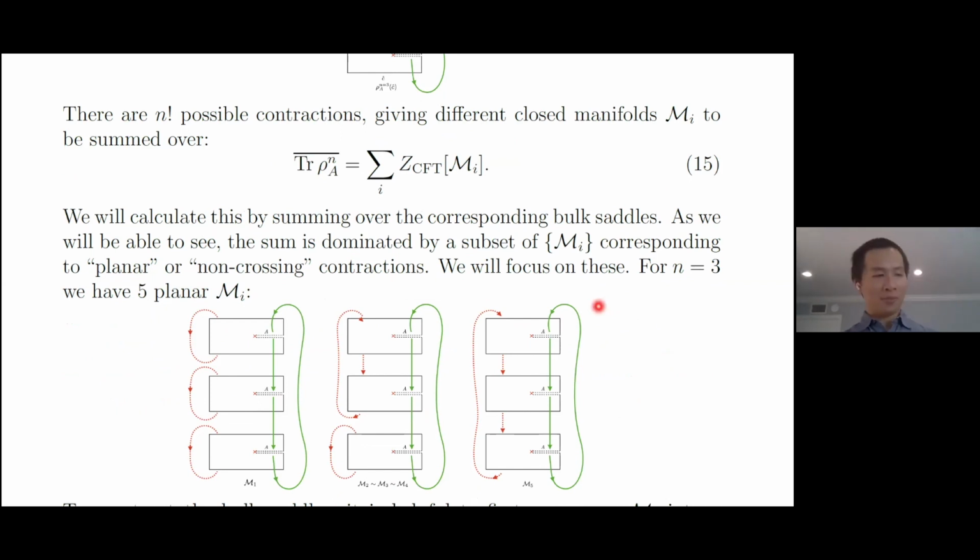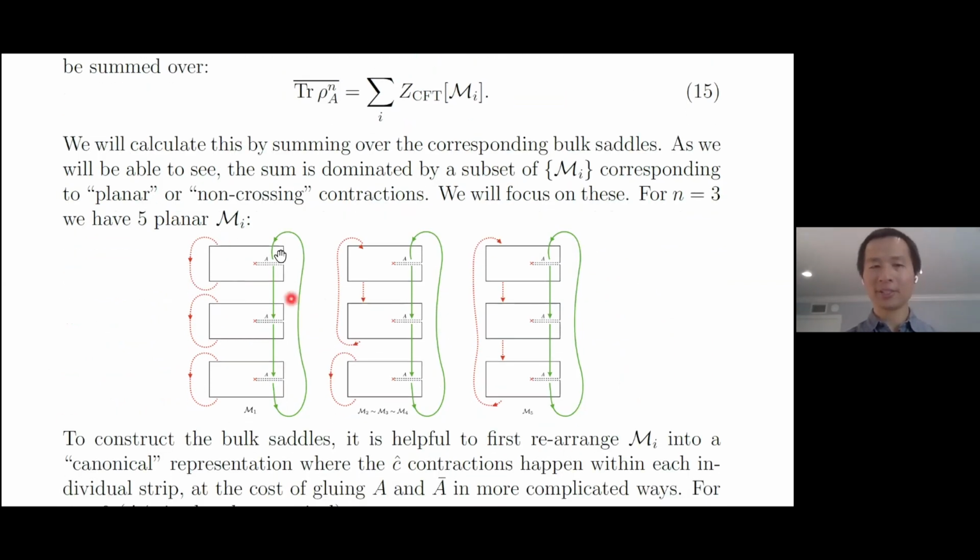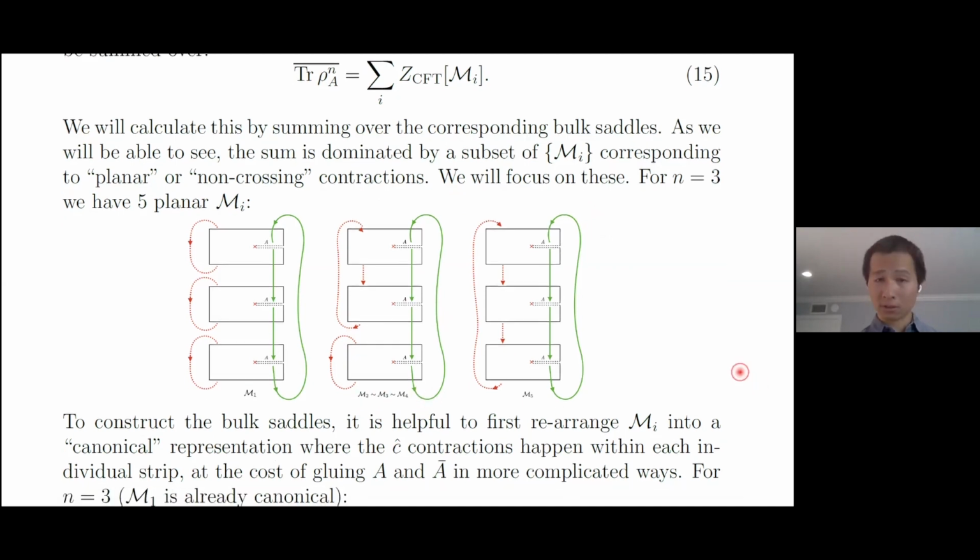Because of time constraint, I will just say this without proving it. From now on we will focus on these planar contractions, and in pictures when n equals 3, we have 5 of these. The first and the last are replica symmetric. The middle is not replica symmetric, and actually by permuting the 3 copies, we can get 3 different manifolds.